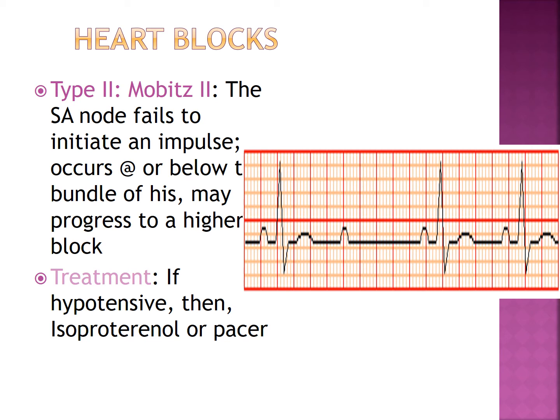Just of note, if you look, when the P and QRS are together, they're always the same. The PR interval doesn't vary. Whatever the PR interval is, it should stay pretty stable when there is an actual QRS. That's what's so scary about this. So you never know when the QRS isn't going to show up. Okay, and this may progress to a higher block. All right, if the patient is hypotensive, then we may give them medication or even temporary pacing.